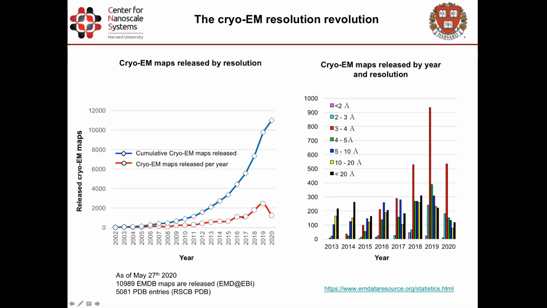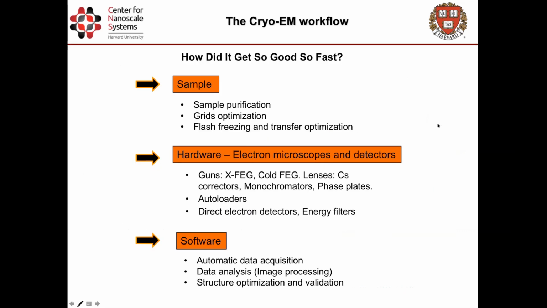It's not exactly exponential, which means that we have stepwise breakthroughs of the resolution barrier. And if you follow the Cryo-EM map release by year and resolution, you can see the resolution revolution is happening in the 3 to 5 angstrom resolution range, mainly the 3 to 4 angstrom range. This is the red bars. Now, how did it get so good so fast?